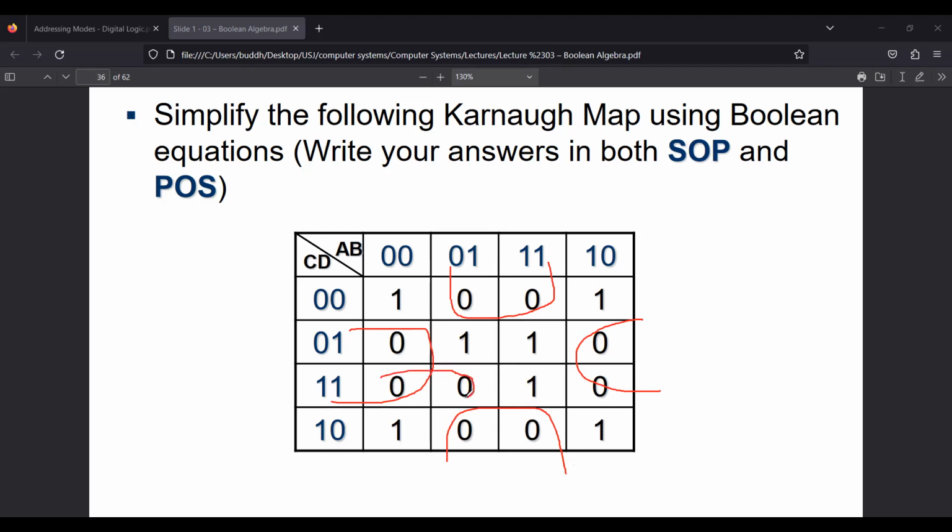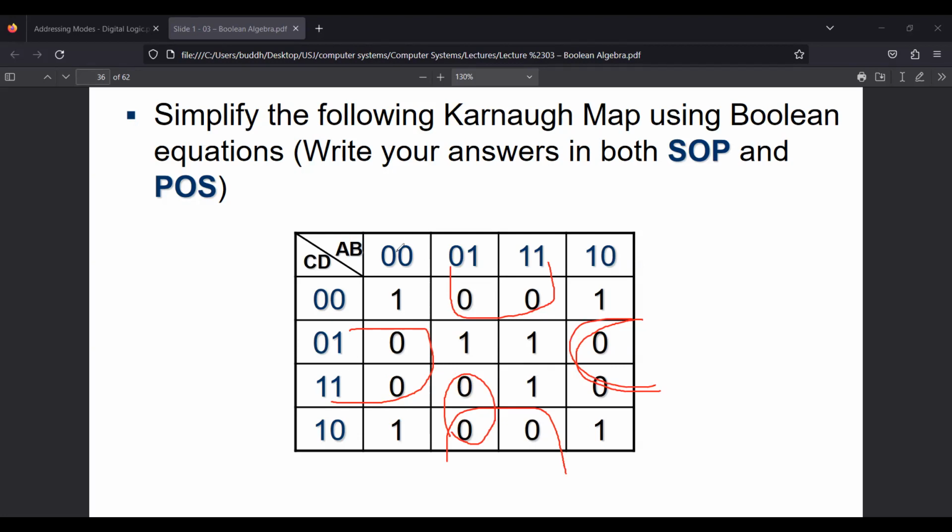That we can group in this way, or this way also correct, right? There is no way to maximize the elements, right? Right, so let's consider this one. So in this particular group, what are the not changing variables?